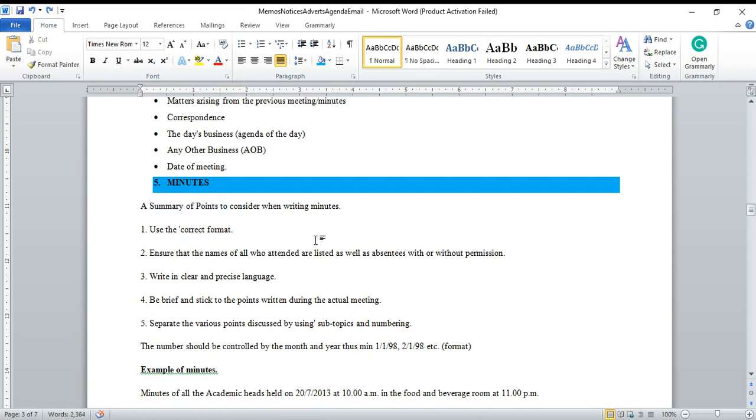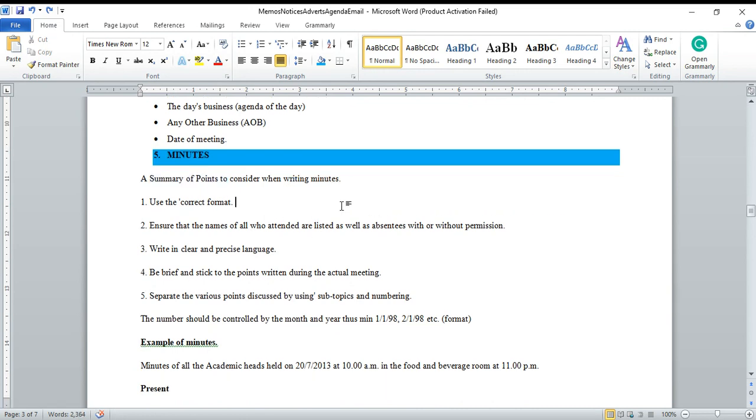So what we're saying is that before writing minutes, you need to consider, one, the correct format. Two, ensure that the names of all who attended are listed as well as absentees with or without permission. So we have people who can be absent from a meeting without communicating. Those ones are absent without permission. And when we have those who are absent but they communicate, those are absent with permission.